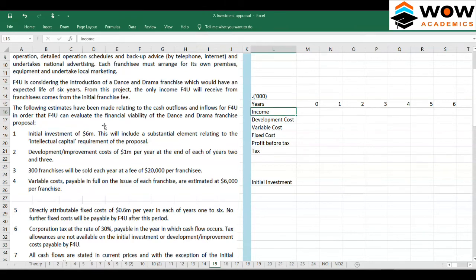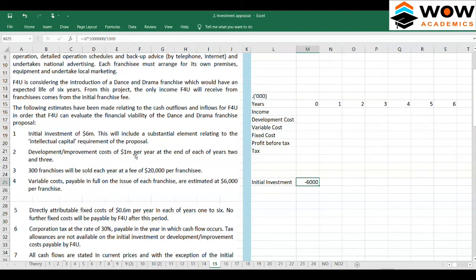Also, we can start from the initial investment itself. So initial investment is 6 million, so we'll put that here. It's going to be 6 million. Okay, million is 10 lakhs, and we have to do this answer in terms of thousands. So our answer will be 6,000. Okay, so we'll go to the next one.